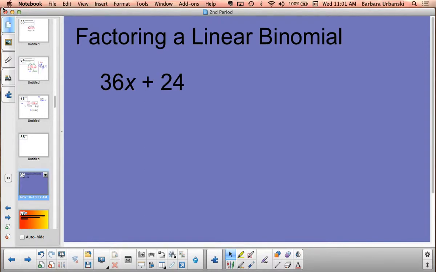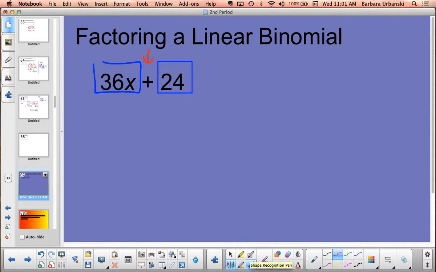Okay, today what we're going to look at is factoring a linear binomial. And so we're going to start with 36x plus 24. What we've been looking at is the fact that we do in fact have two terms. We have a 36x and we have 24, and it is separated by our sign of operation, addition. So knowing that terms are separated by addition and subtraction signs, we see our addition sign, we see that we have two terms, 36x and 24.